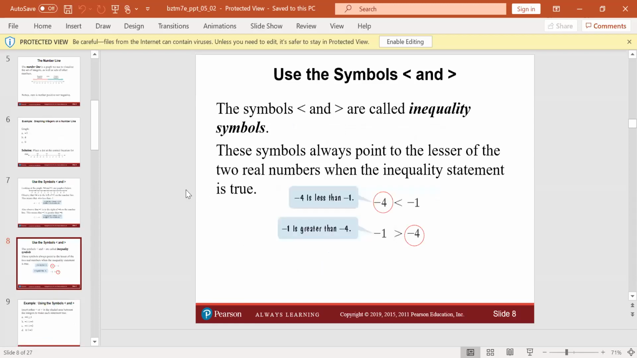So in general, we call the less than symbol and the greater than symbol inequality symbols. If you want an equal sign, that's the equality symbol. 5 = 5. But if you're using an inequality sign, you're saying that one number has to be less than the other, or one number has to be greater than the other.